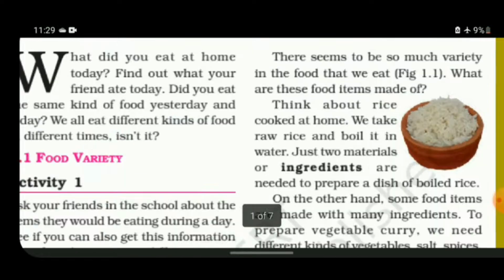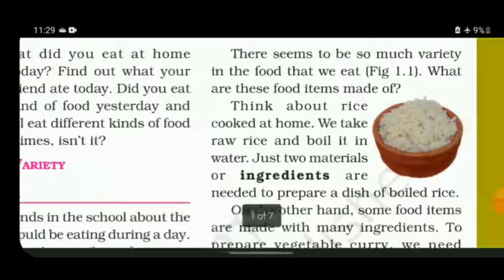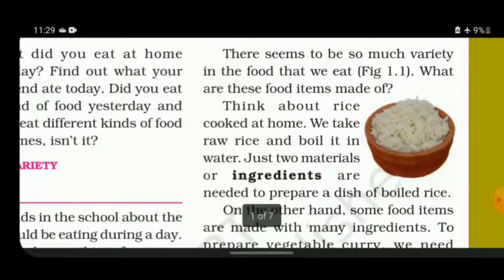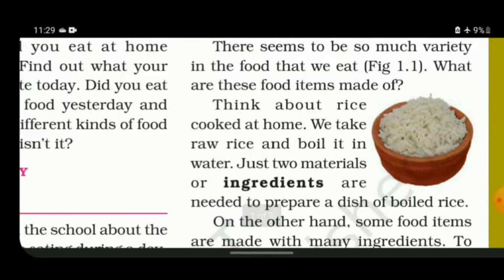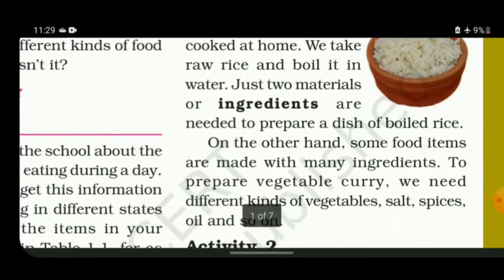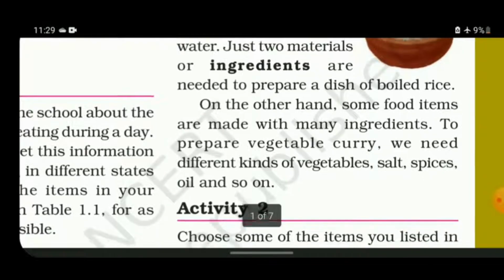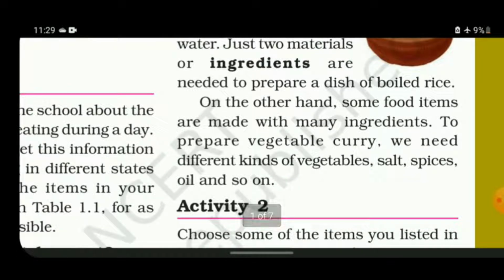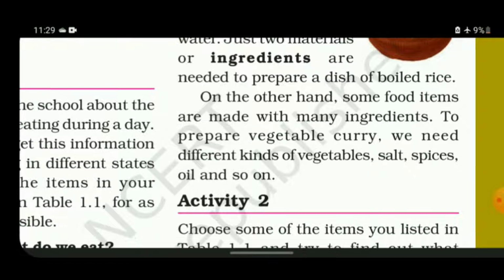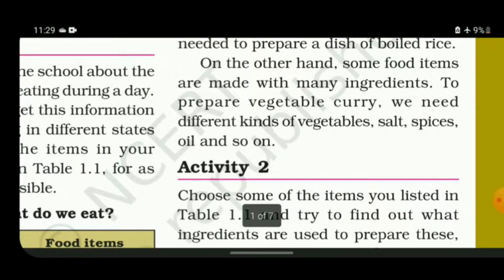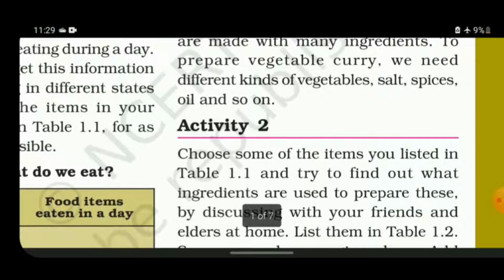There seems to be so much variety in the food that we eat. Fig 1.1. What are these food items made of? Think about rice. Cooked at home, we take raw rice and boil it in water. Just two materials or ingredients are needed to prepare a dish of boiled rice. On the other hand, some food items are made with many ingredients. To prepare vegetable curry, we need different kinds of vegetables, salt, spices, oil, and so on.